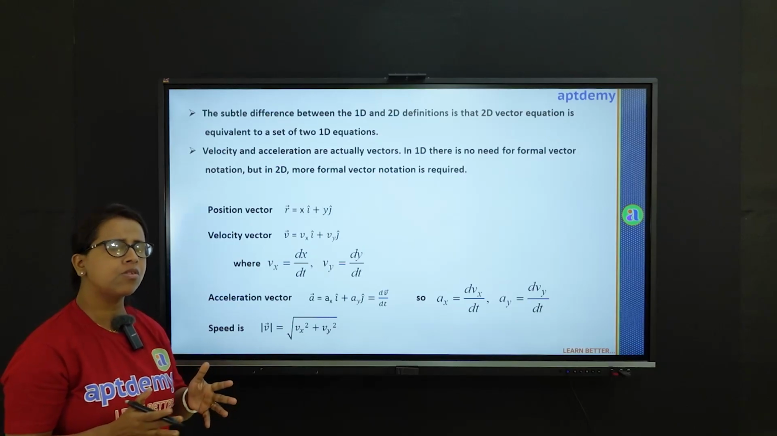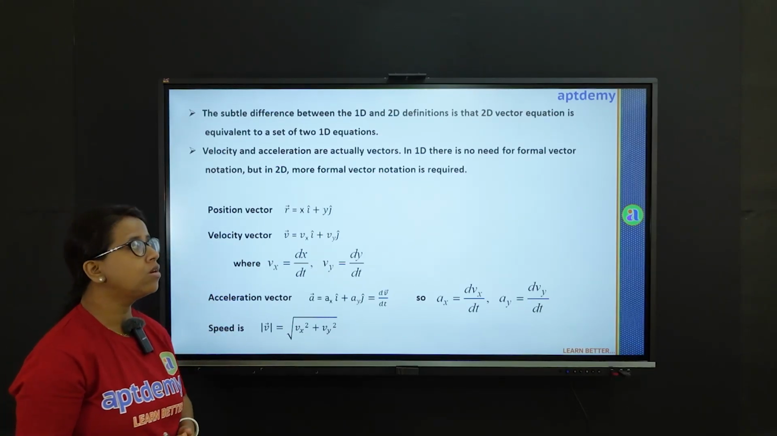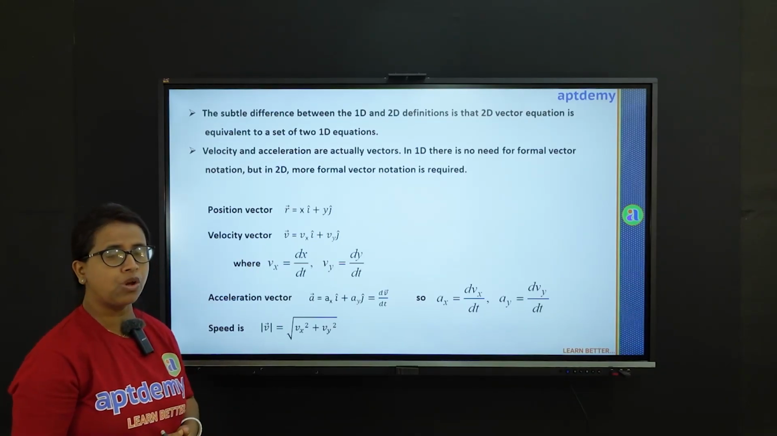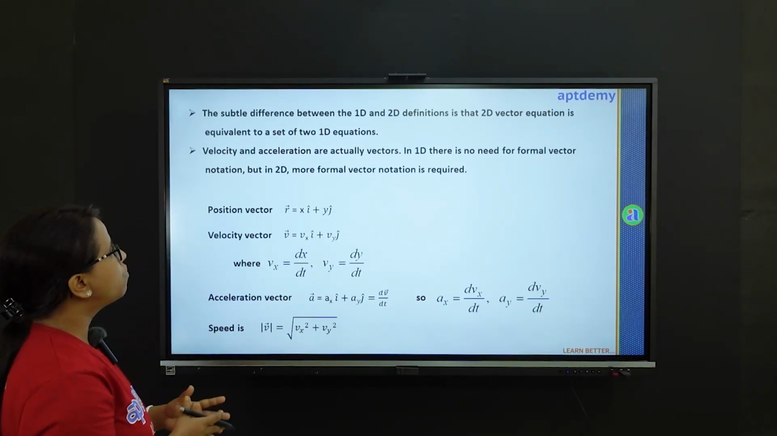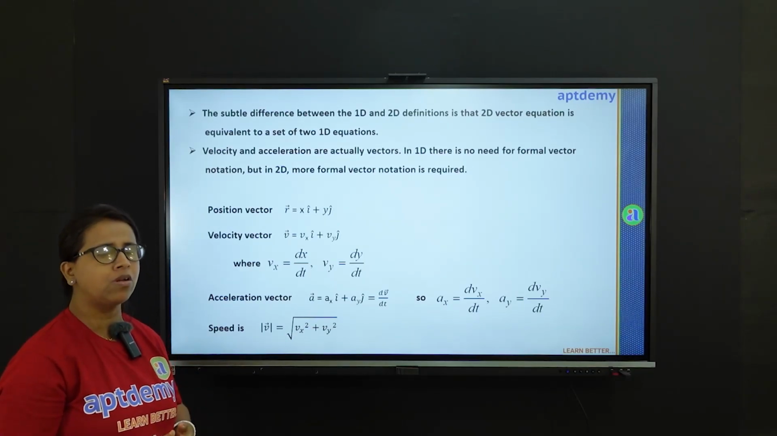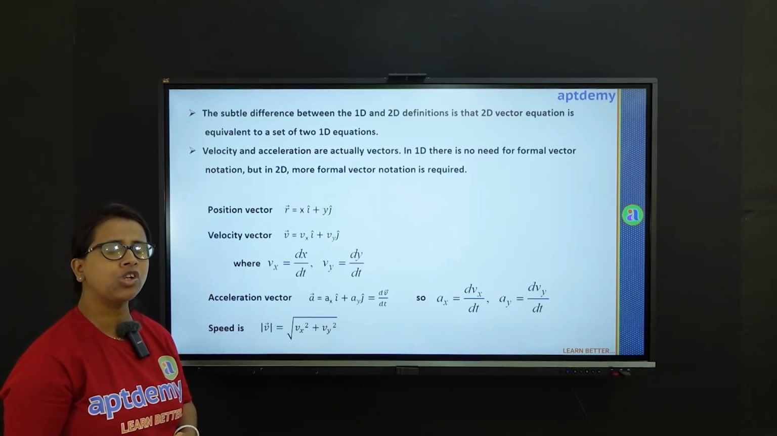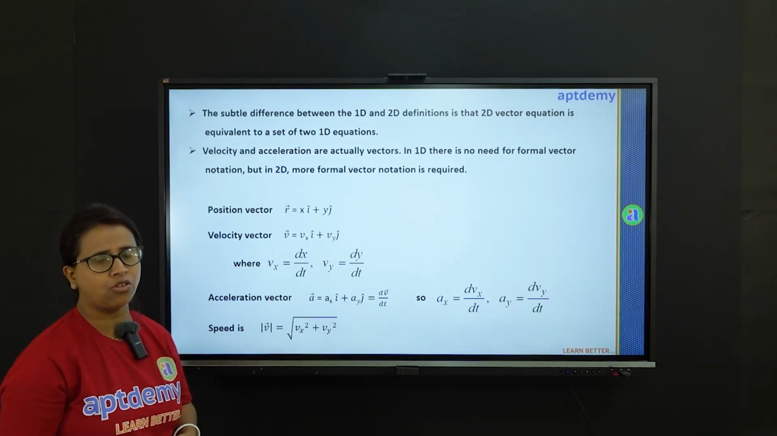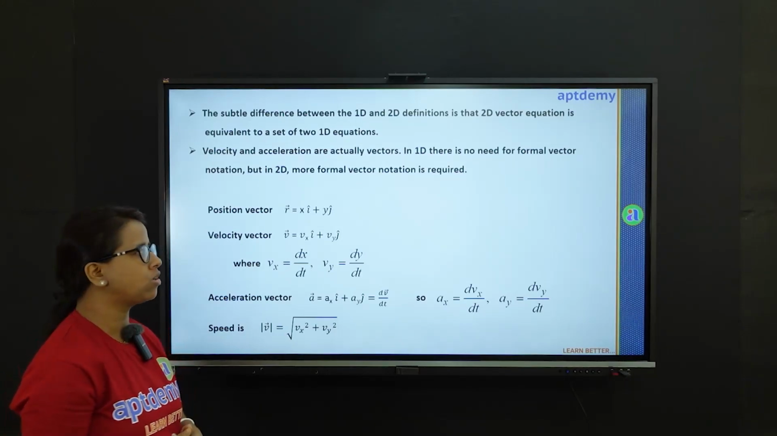Now, the small difference between one dimension and two dimension definitions is that you have to remember that two-dimension vector equations are just a combination of two one-dimensional vector equations. Now, velocity and acceleration, to be remembered, they are nothing but vectors. And in one dimension actually, there is no need for any formal notation, but whenever we are into two dimensions, we need to mention vectors or the directions.